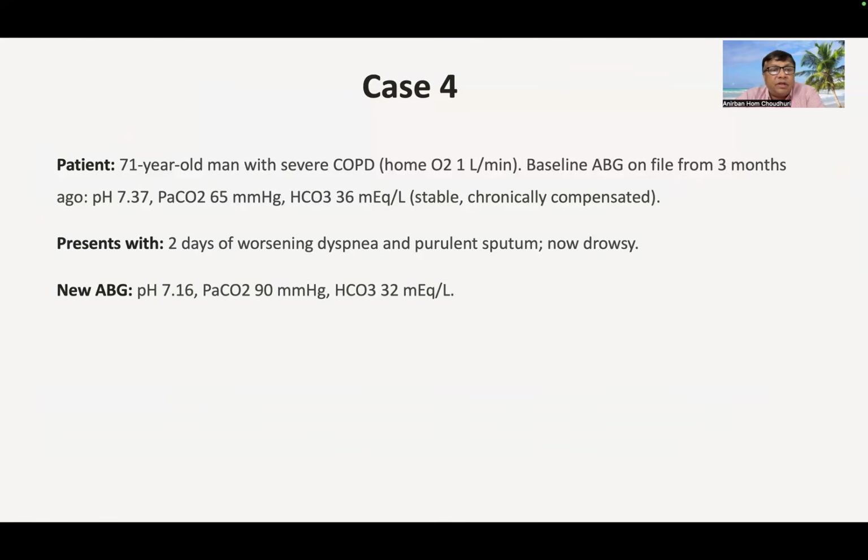Let's move into case 4, a 71-year-old man with severe COPD who was at home on oxygen at 1 liter, comes with a baseline ABG on file from 3 months ago showing pH of 7.37, PCO2 of 65, bicarb of 36, and the patient was earlier stable and chronically compensated. But for the past 2 days, the patient has been having worsening dyspnea with purulent sputum and is also drowsy at the time of presentation. And the new ABG shows a pH of 7.16, PCO2 of 90, and a bicarb of 32.